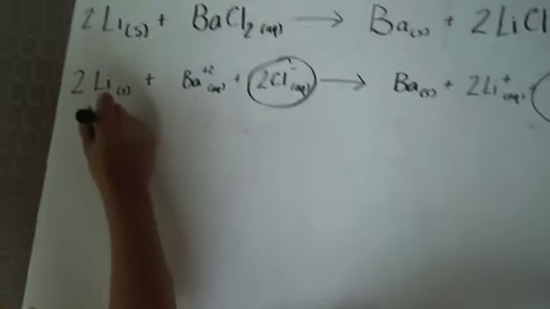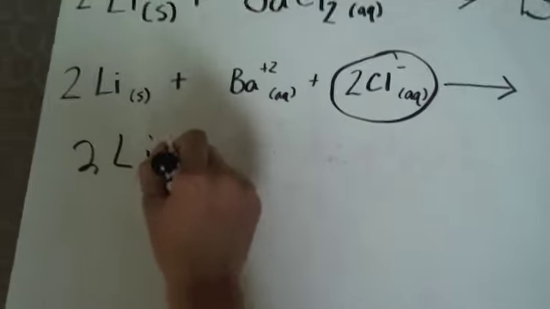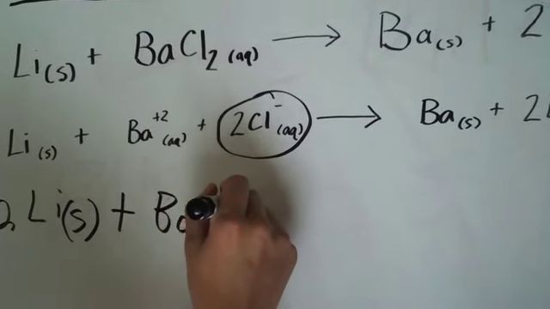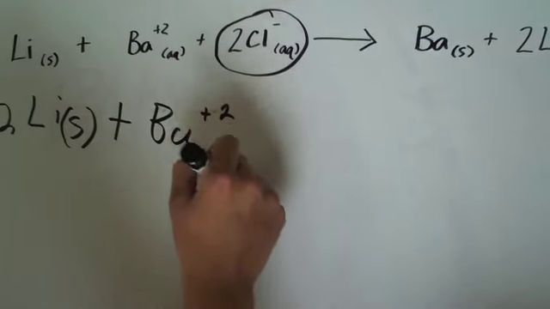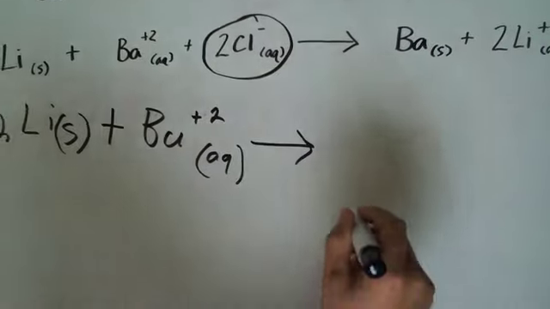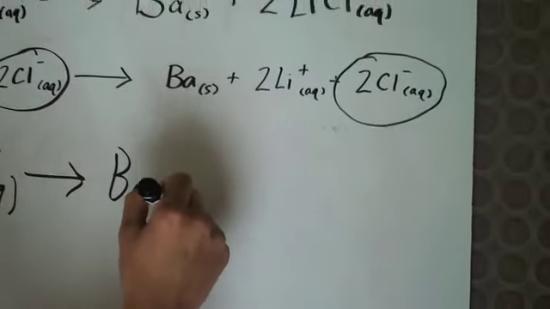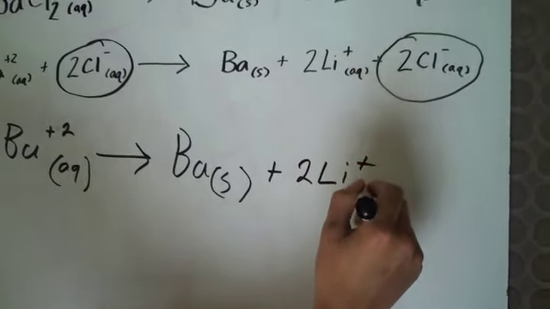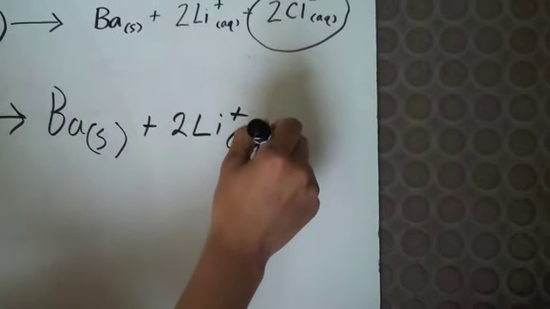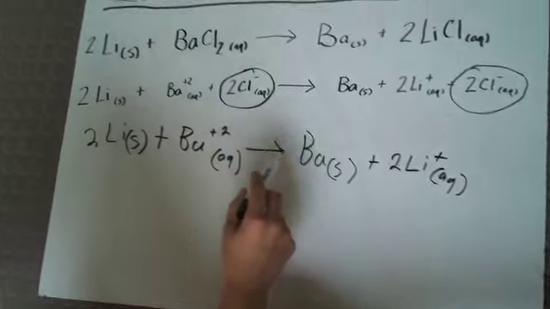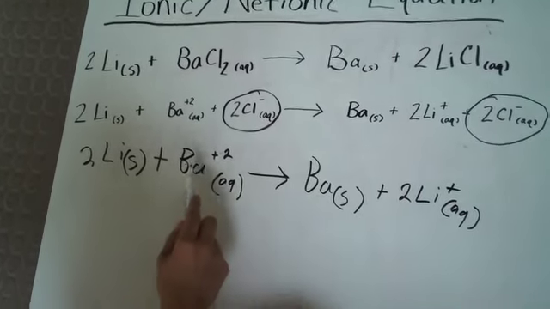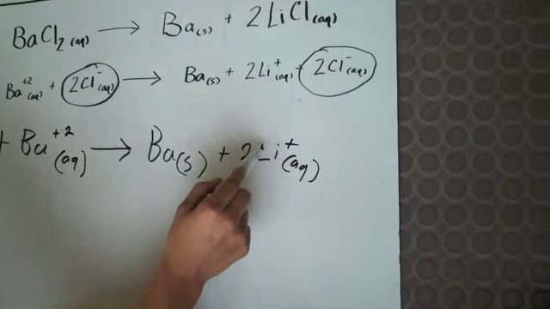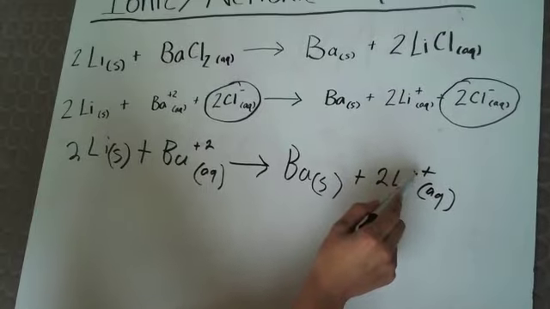So it would be 2Li(s) plus Ba 2+ aqueous yields Ba(s) plus 2Li+ aqueous. And you have to make sure that the charges are balanced. There are 2 positive charges on this side, and there's 1 positive charge of lithium, but since there are 2 of them, that means there's 2 positive, so they're balanced.